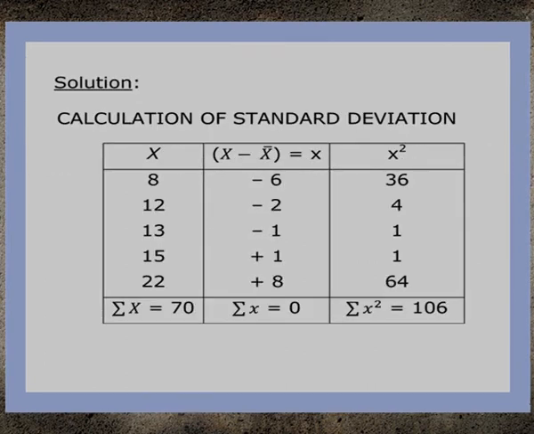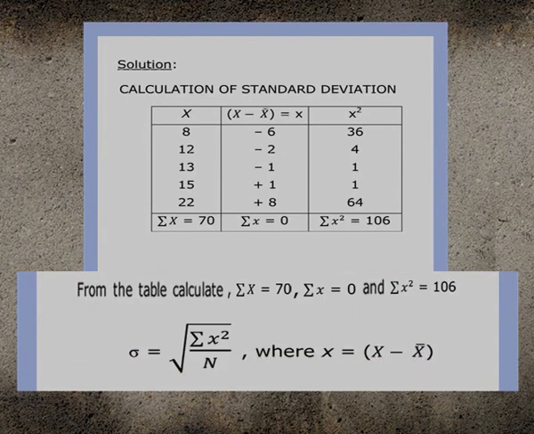We are doing the calculation of standard deviation. For that, we are making a table with columns capital X, second one X minus X bar, which is equal to small x, and the third one x squared. From the table, we can calculate sigma X is equal to 70, sigma small x is equal to 0, and sigma x squared is equal to 106.